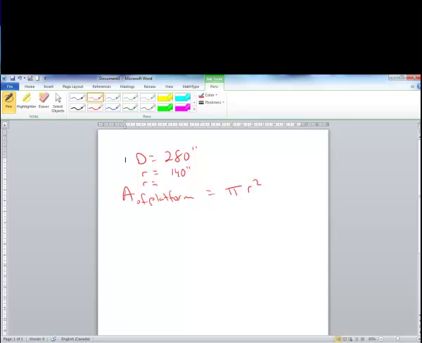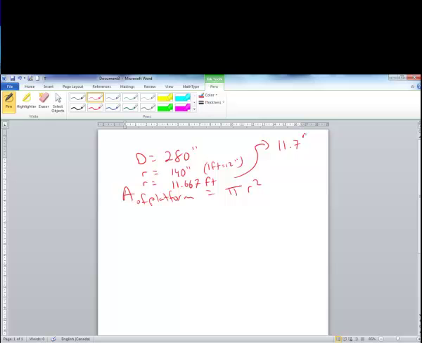So 140 divided by how many inches are in a foot? 12. So 140 divided by 12 is 11.66667 feet. So we can say it's 11.667 feet. Okay, 1 foot equals 12 inches. That's how I did it. And if you want, we could say 11 2/3 feet, which is close enough. Okay, let's say it's 11.7 feet.